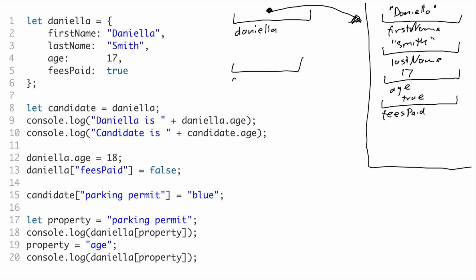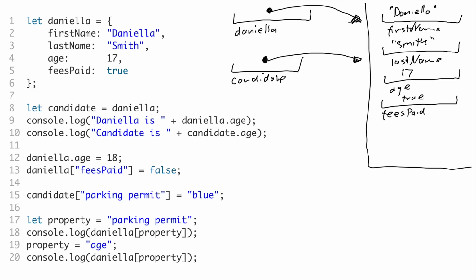First off, we see on line 8, we create a new variable called candidate. We assign to candidate a value that is stored in the variable Daniela. So if we have a look at Daniela, it stores a reference to my object. So what ends up in candidate is exactly the same thing. Also a reference to the same object.